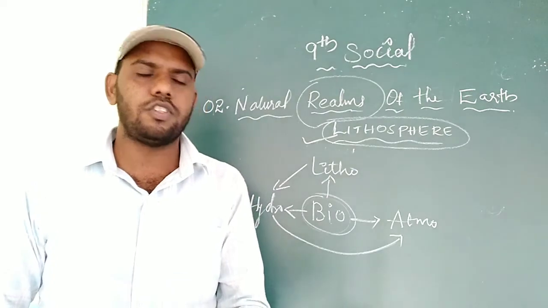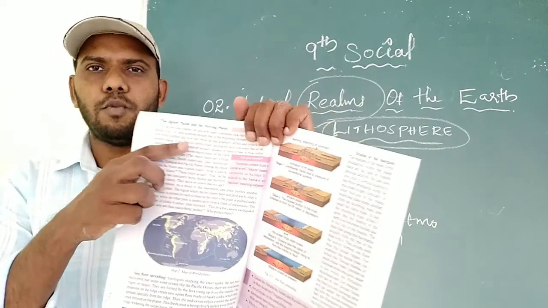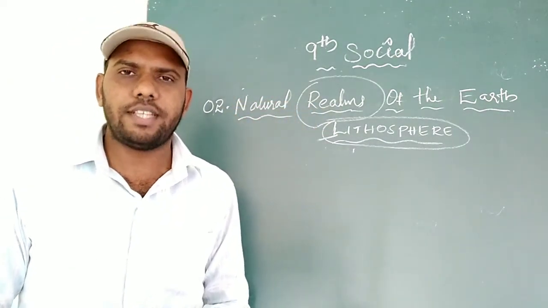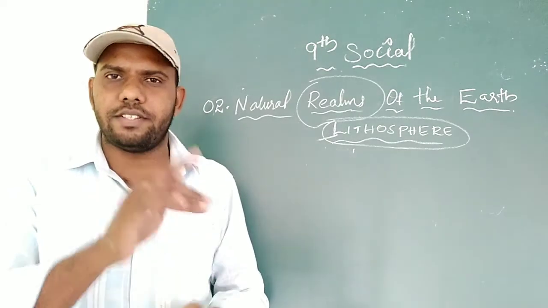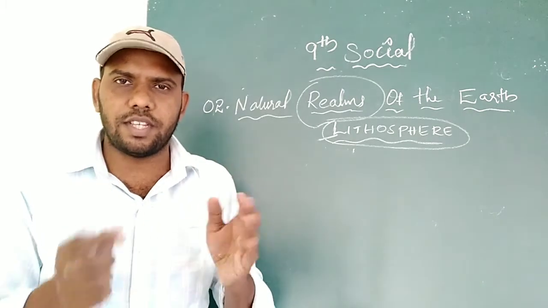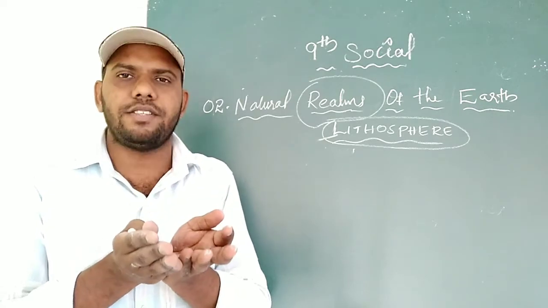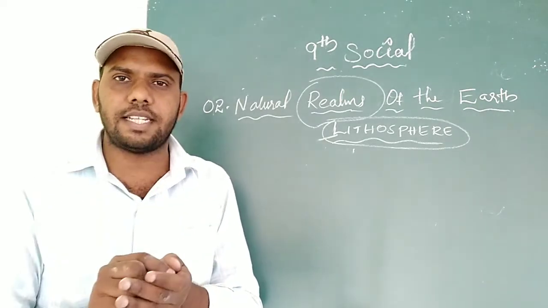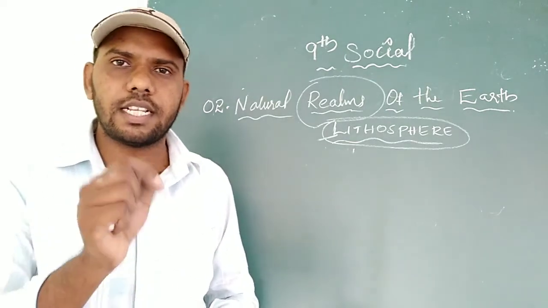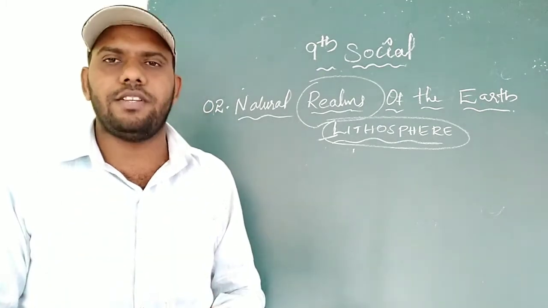Okay, let's look at the new topic, that is the jigsaw puzzle and the moving plates. Children, we know the earth's crust actually floats on the mantle. We already studied this when we studied the internal structure of the earth: the crust floats on the mantle because the mantle has a substance, a chemical called silicates. Yes or no, children?